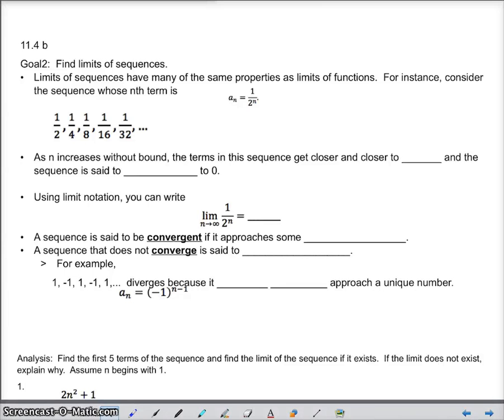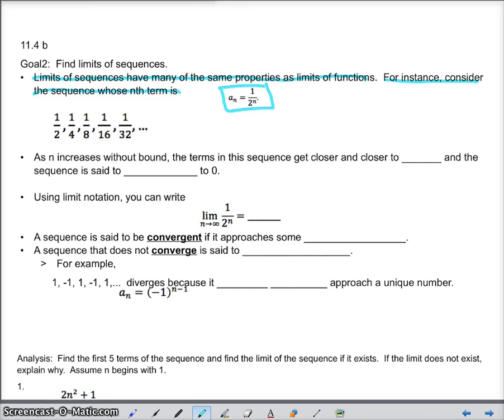Let's finish up our study of section 11.4. Goal number 2, we're looking at how to find limits of a sequence. So limits of a sequence have many of the same properties as limits of functions. For instance, let's consider the sequence whose nth term is given by this formula.